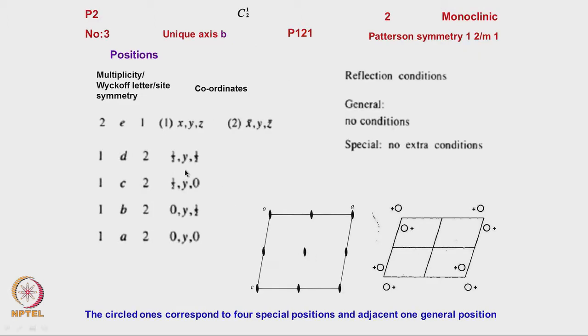What is essentially important to construct a crystal is this type of information, in tabular form, which is given about the coordinates of the various positions of special points as well as general points.